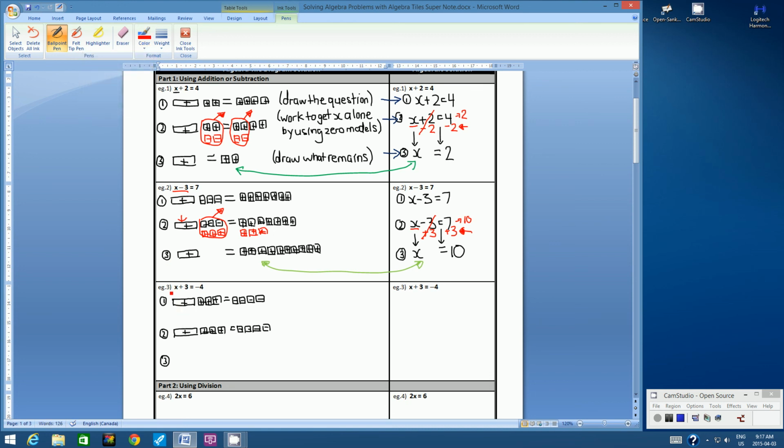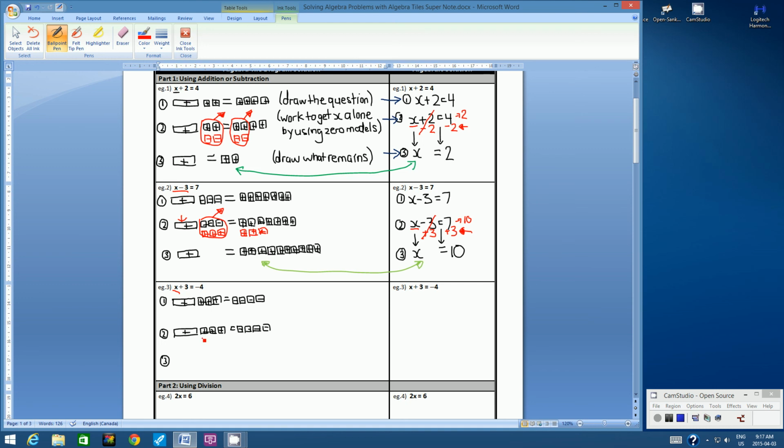Number 1, which side is the x variable on? It's on the left-hand side. So let's focus only on the left-hand side. We're going to ignore the right-hand side. We want x to stand alone. So what's in the way of x standing alone? 3 positive tiles. How do we get rid of 3 positive tiles?